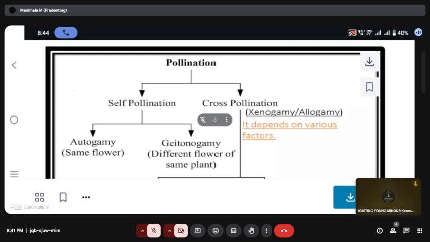In cleistogamous flowers, what will happen? There is no chance of cross pollination by the pollinators, because the cleistogamous flower stays in the bud condition itself. Make a note of it. In cleistogamous flowers, the anthers decay in the flower bud, during the bud condition.